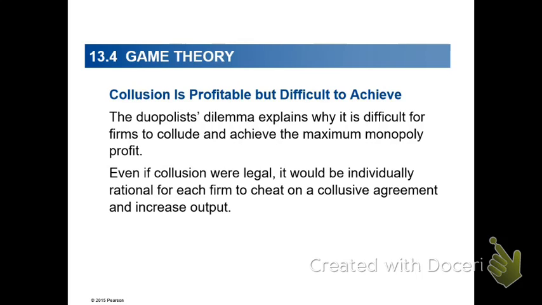So what the example just showed us is that collusion is profitable, but collusion is very difficult to achieve. So although collusion is illegal for most of the markets around the world, even if it was legal, probably it would not have been possible to actually see realistic collusion or cartels in real market.